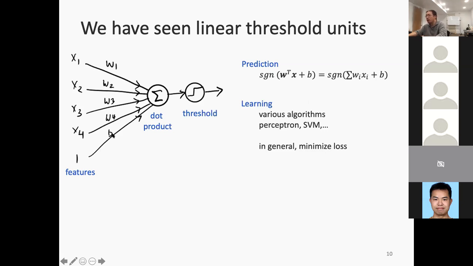We have discussed several algorithms to estimate those parameters from data, like perceptron and SVM. In general, we can view them as minimizing some loss on the training data. Remember when we talked about perceptron, the update of perceptron is equivalent to doing stochastic subgradient descent to optimize some objective function.